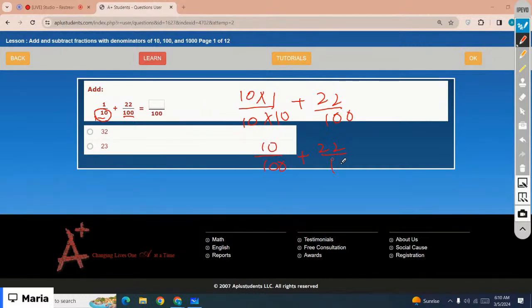So now they have like denominators. You can add 10 plus 22, and obviously 10 plus 22 is 32 over 100. The correct option is option number 1, that is 32 over 100, right? Always keep this important thing in your mind. When you multiply this by 10, 10 times 1 is 10, you need to add 10 to 22, right? So the correct option is 32.